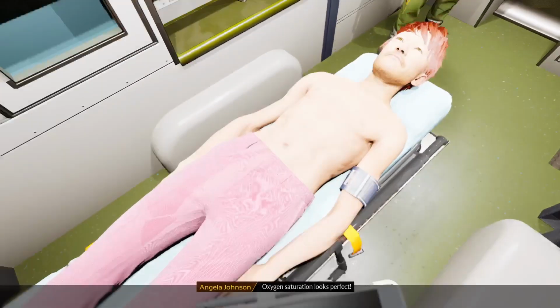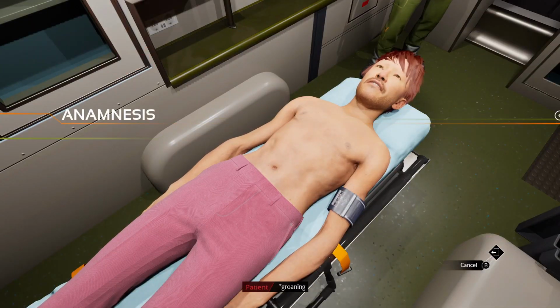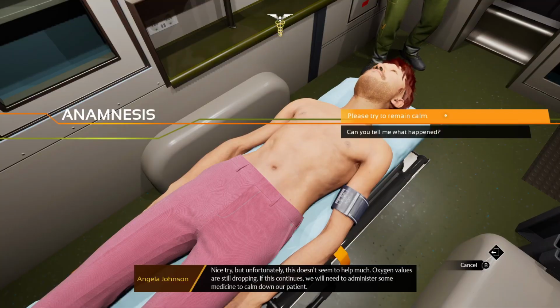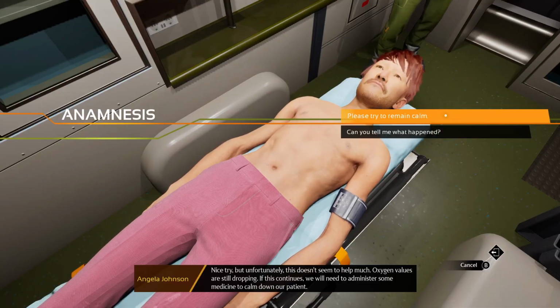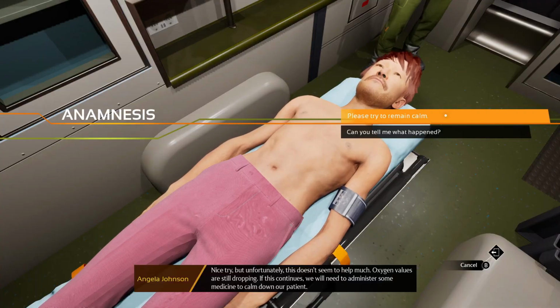Oxygen saturation looks perfect. Nice try, but unfortunately, this doesn't seem to help much. Oxygen values are still dropping. If this continues, we will need to administer some medicine to calm down our patient.